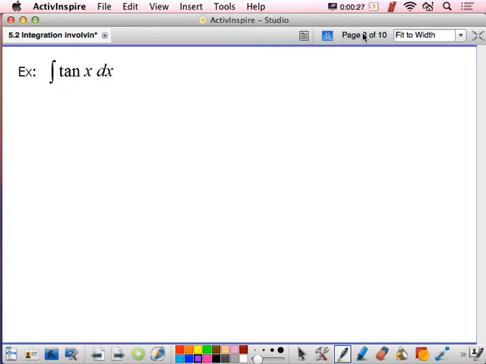However, the quotient identity tells us that tangent of x is the same as sine over cosine. So what I could do is rewrite tangent as sine of x over cosine of x with respect to x. And then I could bring the bottom up to the top.